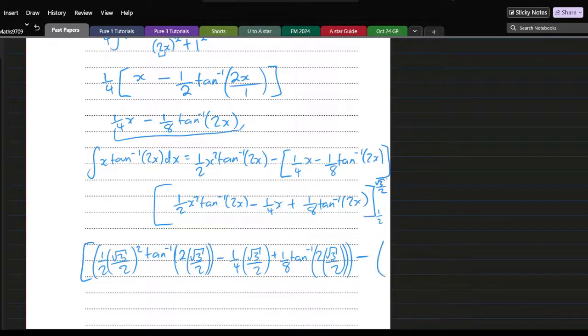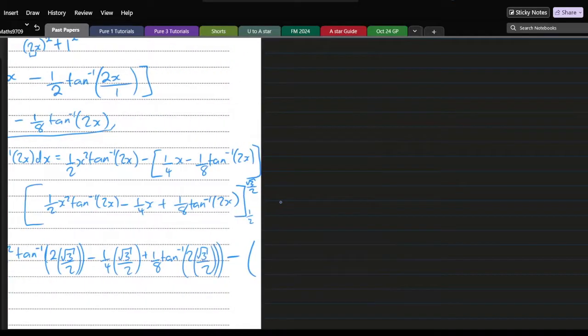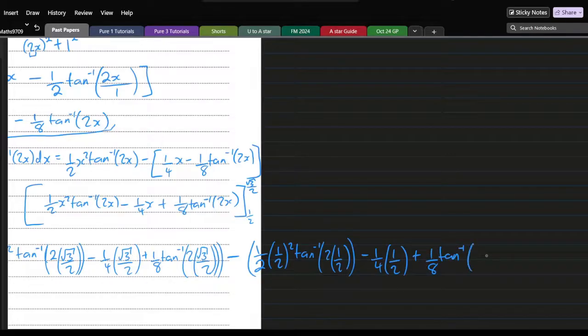And let's do the lower limit. So that is half times half squared arctan of 2 times half, minus a quarter times half, plus 1 over 8 arctan of 2 times half.